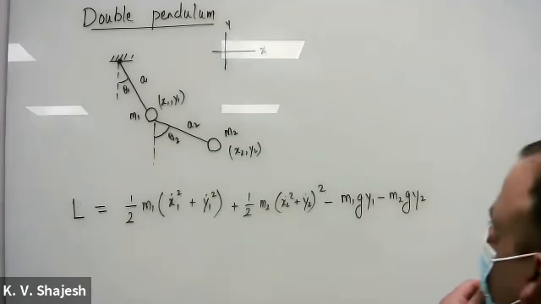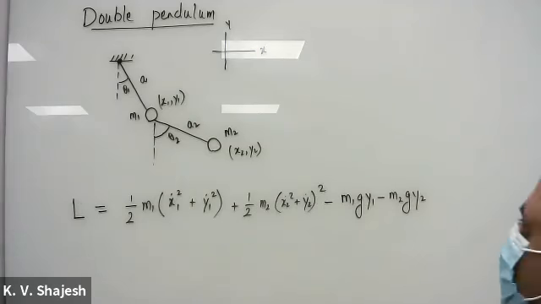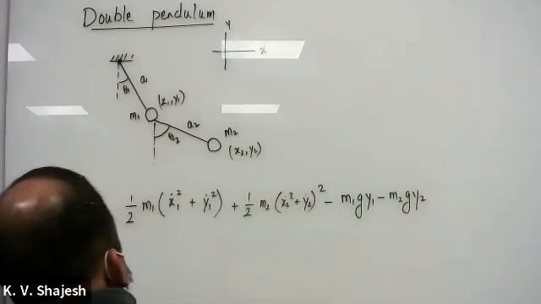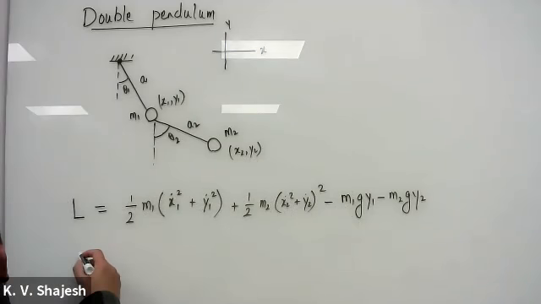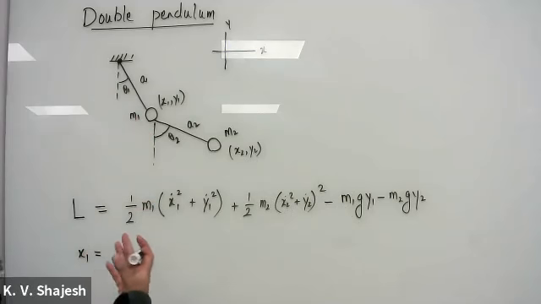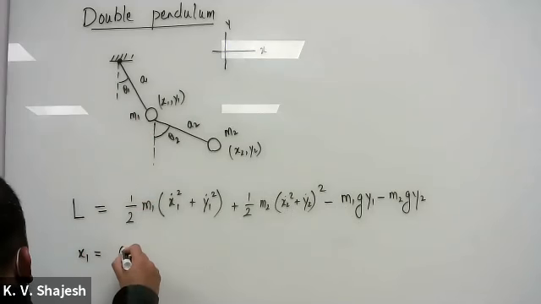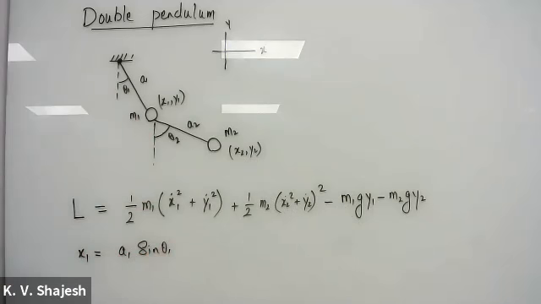Right, that's what we have. What are X1 and Y1 and X2 and Y2? So we begin with that. X1 is simply A1 cosine, no, not cosine, right? Sine theta 1. So it's A1 sine theta 1, and Y1 is equal to A1 cosine theta 1.